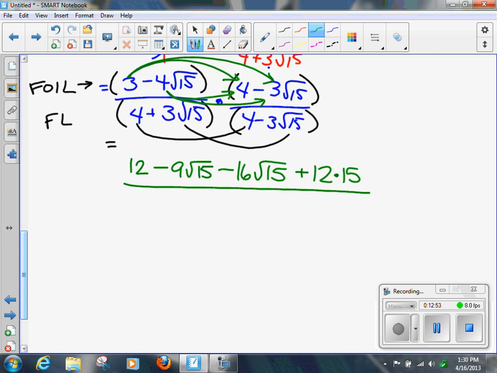Yeah, it is. And it would just turn into 15 anyway. It would just return to 15. 4 times 4 is 16. 3 root 15 times 3 root 15, and it's a negative, so it would be minus 9 times 15.